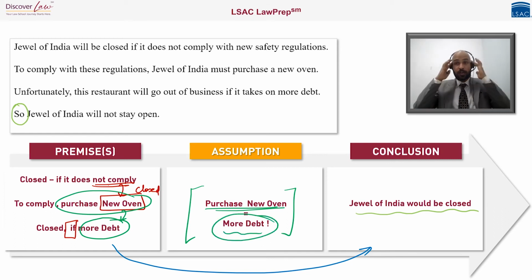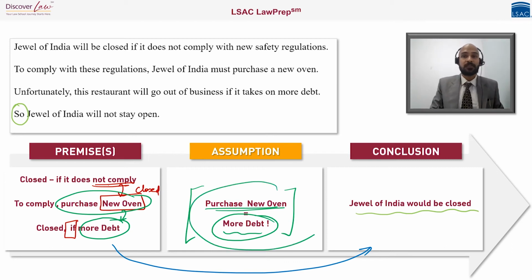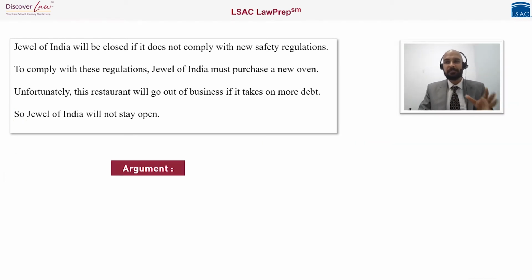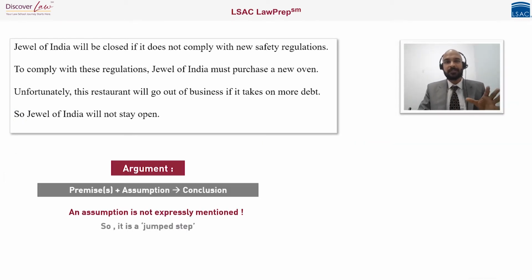So now we know what we're looking for. Purchasing new oven, more debt. Now let us look at the options and see which of the options resembles what we've identified as the missing link or the assumption. Whenever you're solving these assumption based questions, remember to keep this procedure in mind. Okay, look for the jumped step. Let's go for the options.